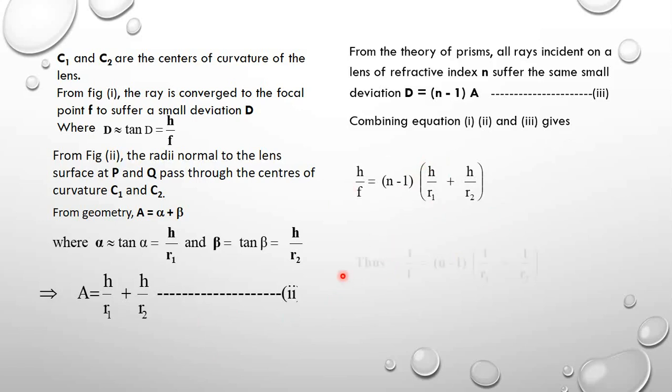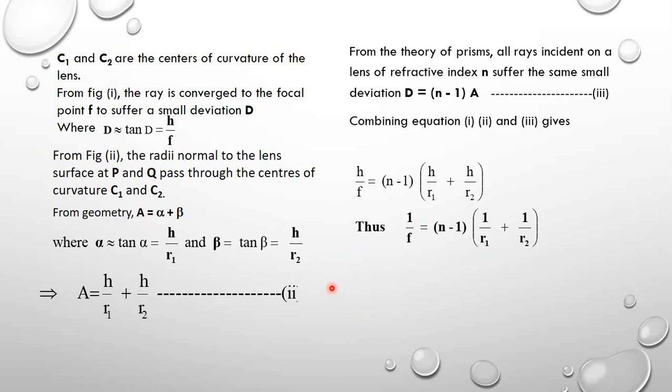Dividing through by h, we shall have 1 over f is equal to n minus 1 into 1 over r1 plus 1 over r2. This is when we are moving from a vacuum or from air to that lens, when the surrounding medium is air.